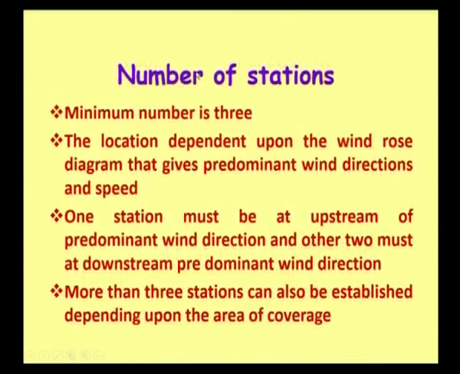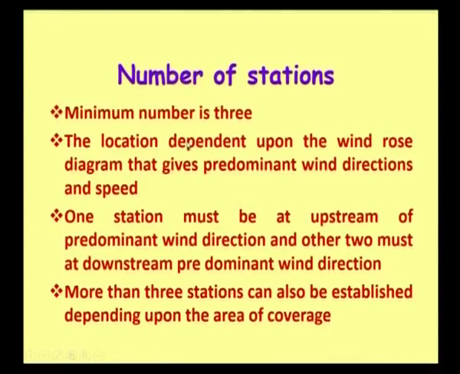And the number of stations: the minimum number is 3, because of triangulation; statistically, if you take measurements at at least 3 places, it is very useful for taking averages. And the location depends upon the wind rose diagram, that means it must be related to the wind also. Sometimes the pollution may be produced at one place, but because of the wind it may be carried away and deposited elsewhere, and therefore it all depends upon the wind velocity and wind conditions also.